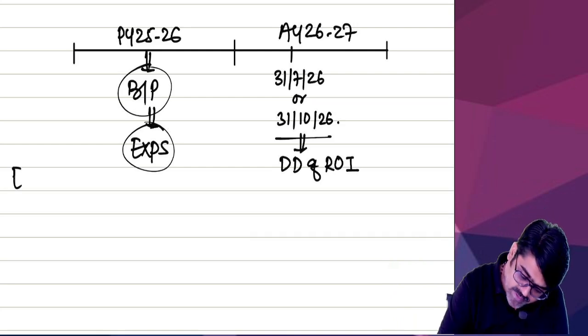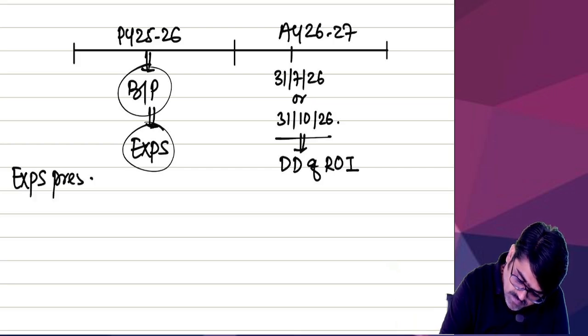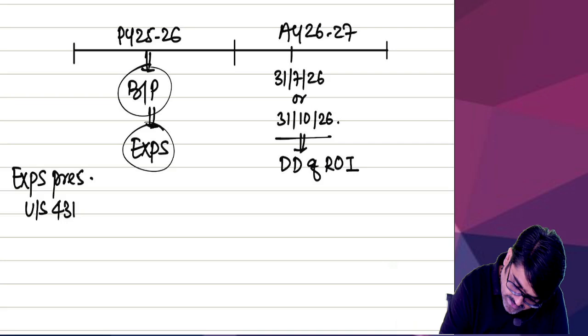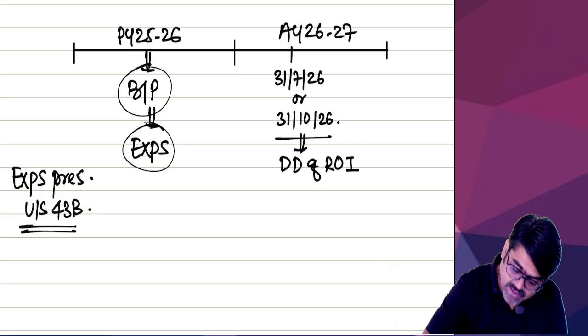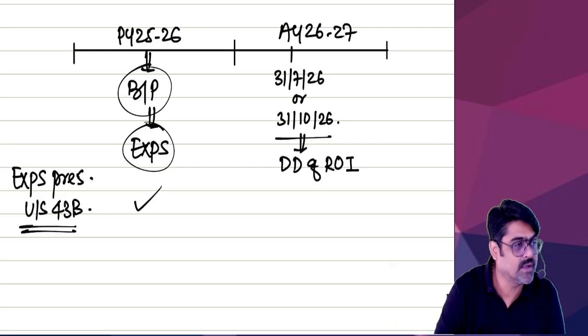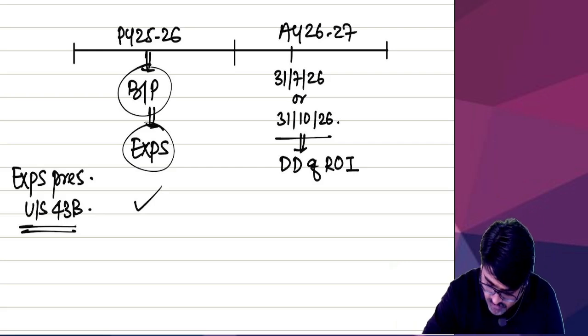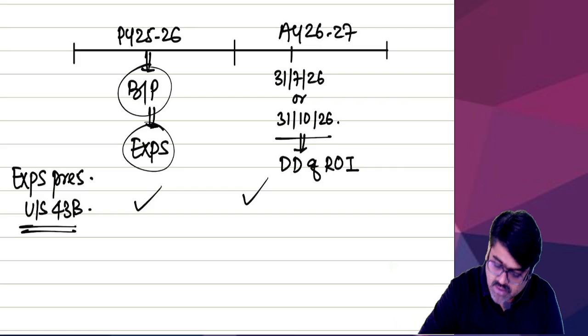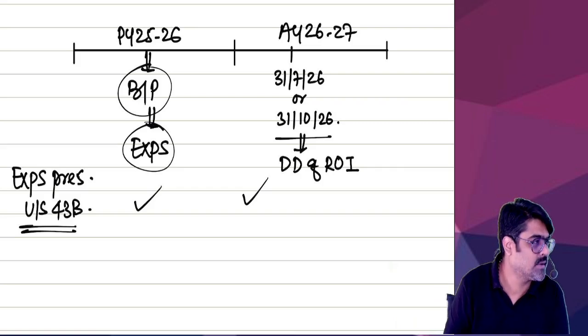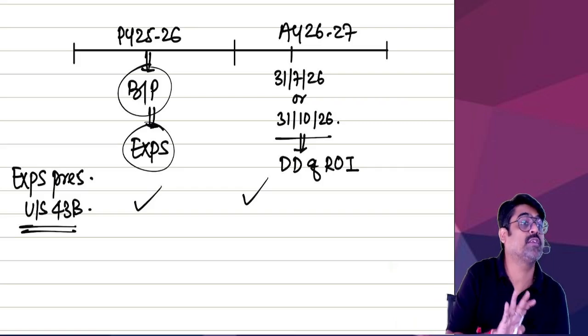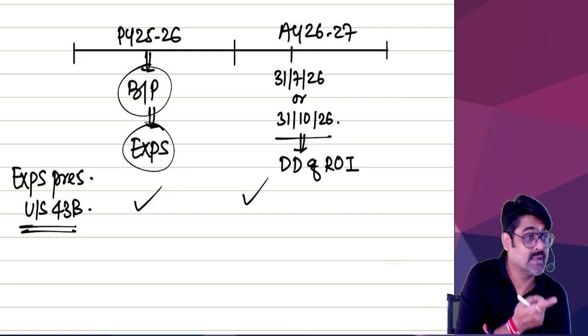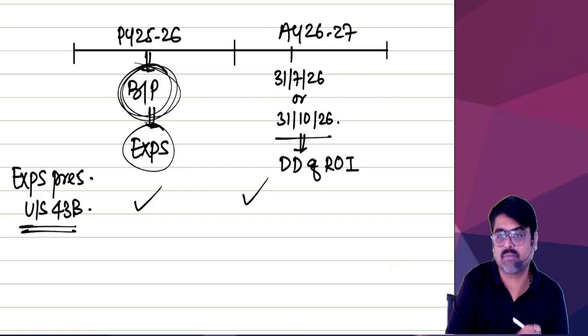So the expenses, what did I say? Prescribed under section 43B. Expenses prescribed under 43B have to be paid in this year, or they have to be paid on or before the due date of filing ROI of this year. Only then can you claim those expenses as a deduction out of the business income of this year.